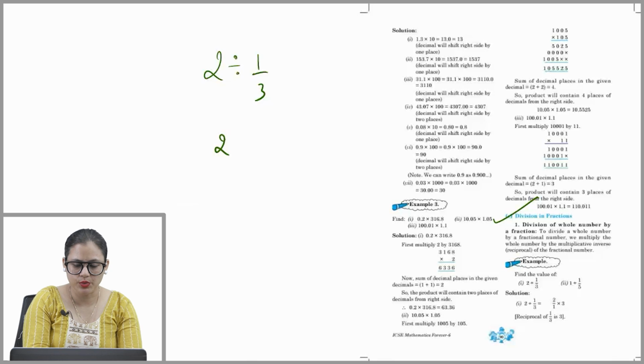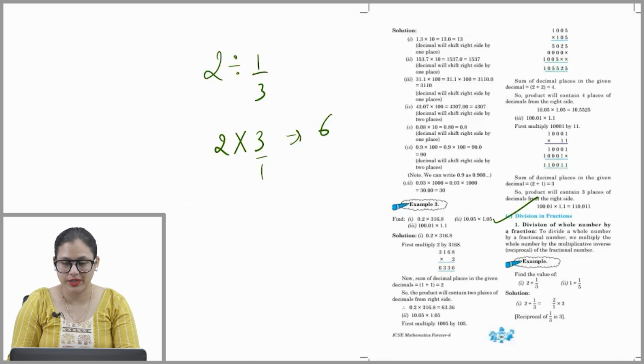2, we will take the reciprocal of this and we will write here multiplication, the sign of multiplication. 2 into 3. No need to write 1. Okay, so 2 into 3 is 6. 6 is the answer. Okay.